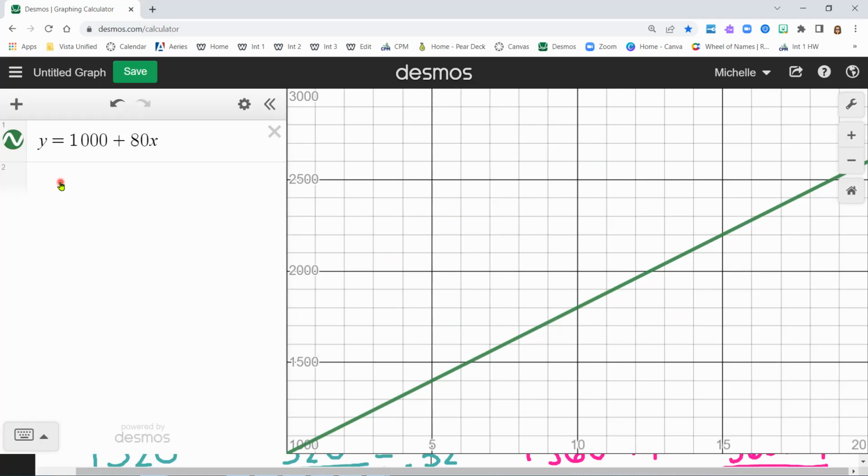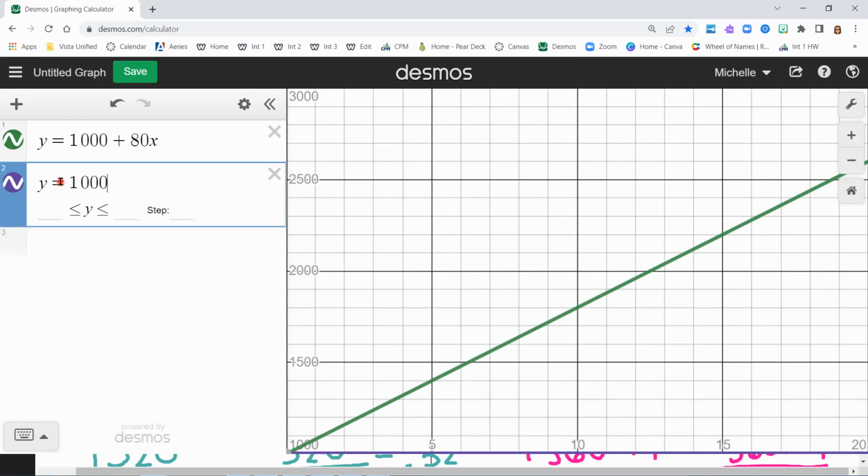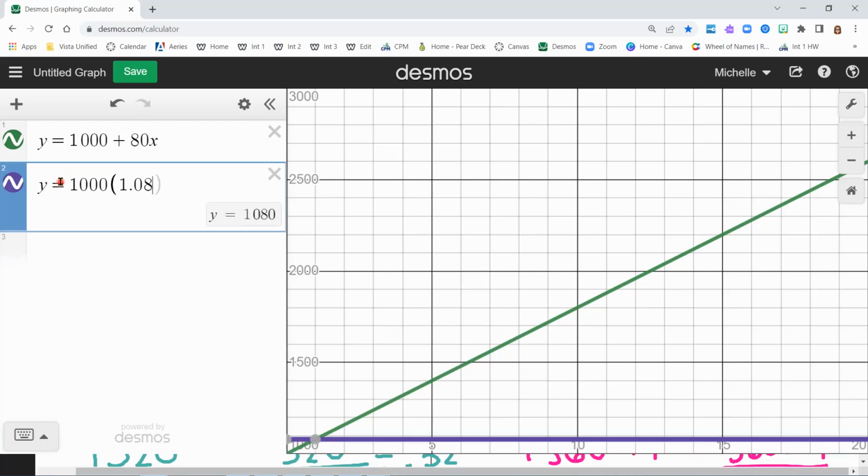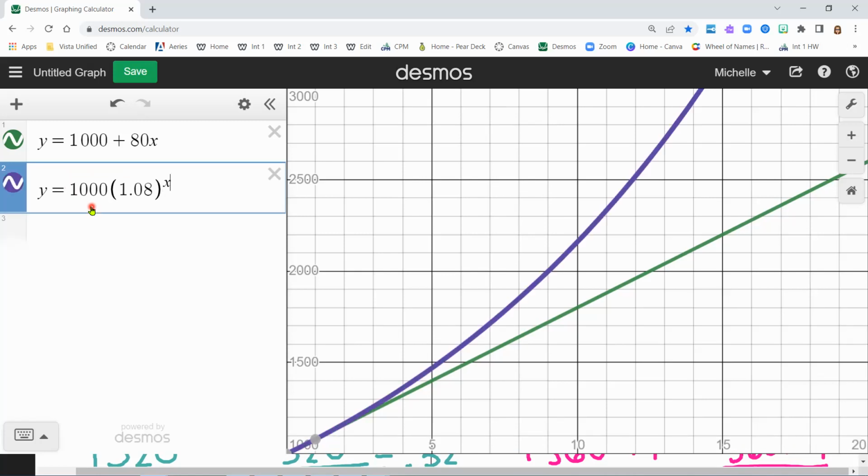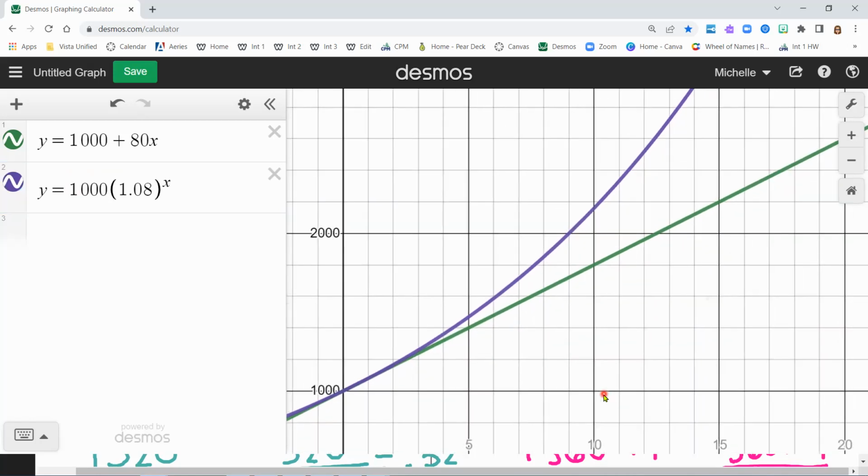Now, I'm also going to come here and put the other equation in, which is y is equal to 1,000 times the quantity 1.08, and then to get it to be raised to a power, I'm going to do shift and 6, and that raises it to the power x. So here you can see the exponential. You can see this compound interest one is definitely giving me more money in the long run than this linear one.